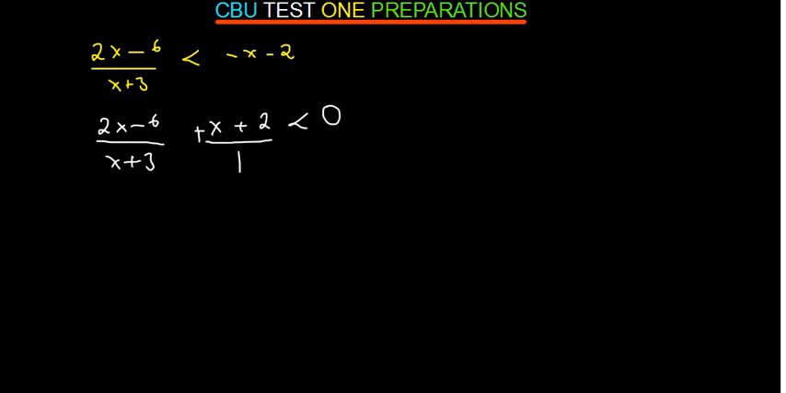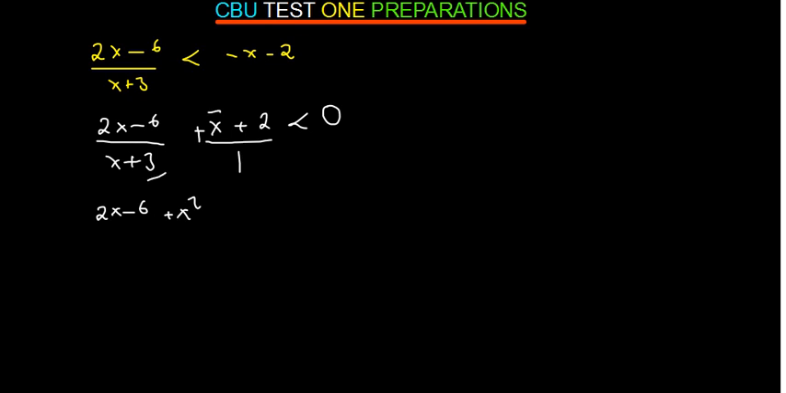I now need to make this a single fraction. So what I'll do, I'll multiply what is on top of the first fraction with what is down the second fraction. That is going to be 2x minus 6. And then I'll multiply what is down the first fraction with what is on top of the second fraction. So I'll start like this: x times x, that is going to be positive x squared.